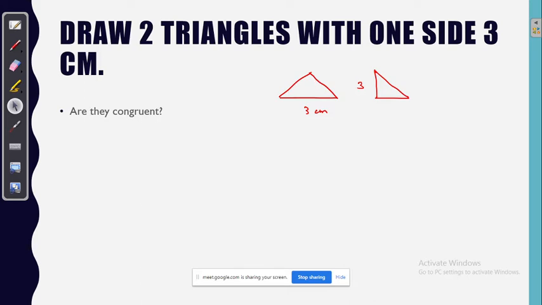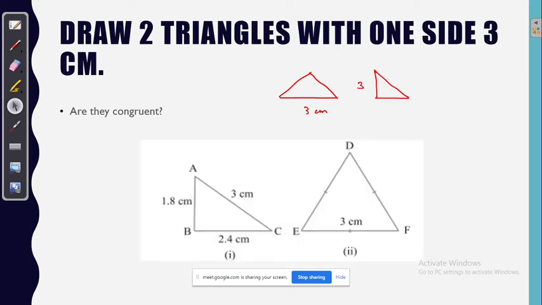So if you have one side, you cannot tell whether the triangles are congruent, right? It could be any way. So here you have 1.8 centimeter, 3 centimeter, 2.4 centimeter, and this is an equilateral triangle of 3 centimeter. So these two triangles could never be congruent. So we cannot say that two triangles with one side equal are congruent. Sometimes it could be, but there is no surety of it, right?